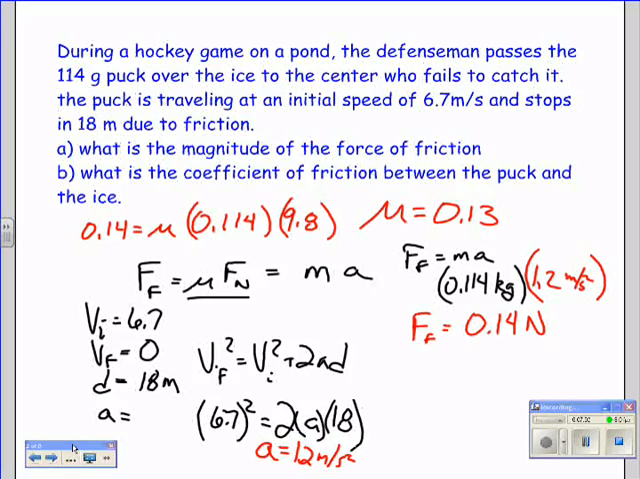Normal force is no. No, it's a mu. Now, we'll get to that. Not always.